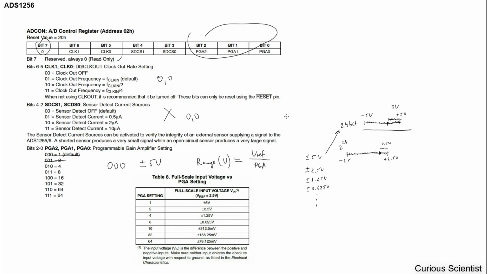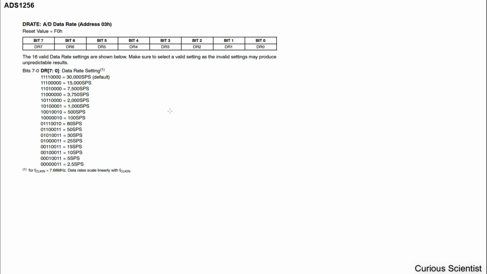So if you know your voltage and you know that you will not pass that voltage during your measurement, then you should always follow it with the PGA setting. And the lower the voltage, the higher the PGA number, as you can see, so you can have a precise measurement. So the next register is the D rate, or data rate.